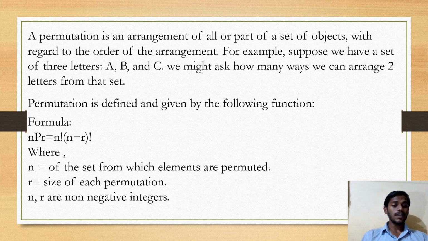Formula: nPr is equal to n factorial divided by (n minus r) factorial, where n is equal to the number of elements in the set from which elements are permuted, and r is equal to the size of each permutation. n and r are non-negative integers.